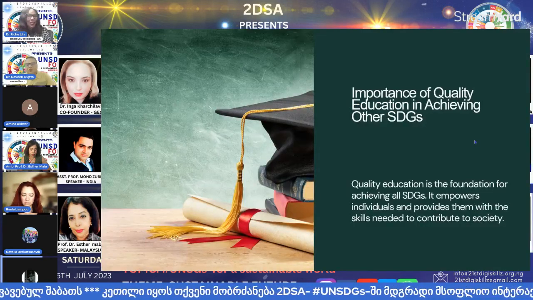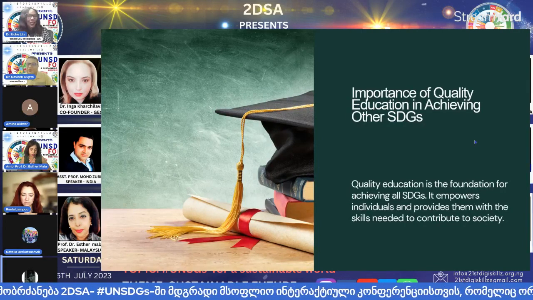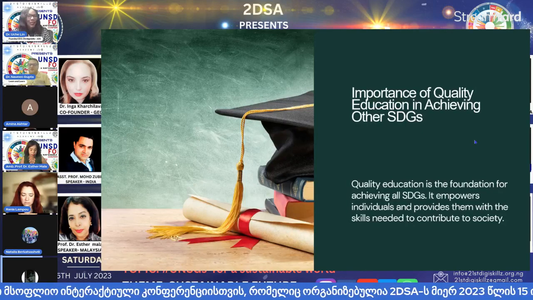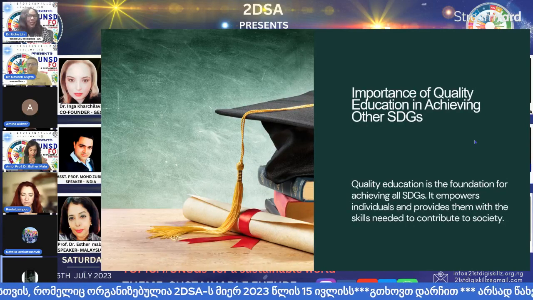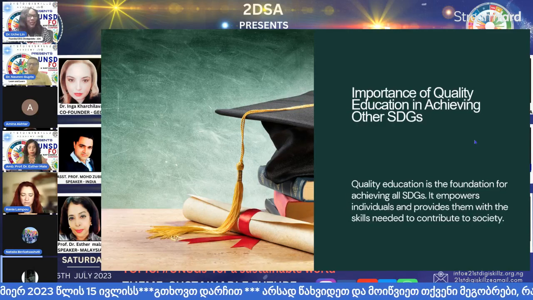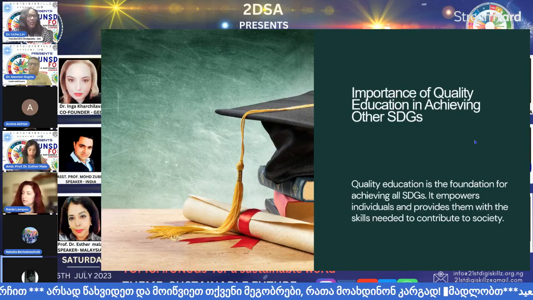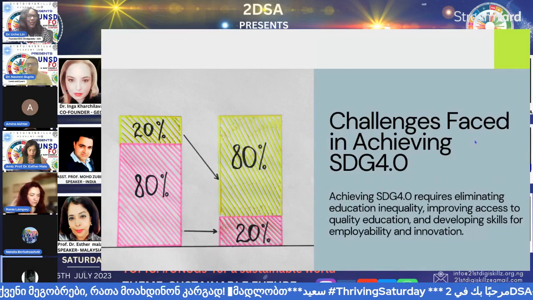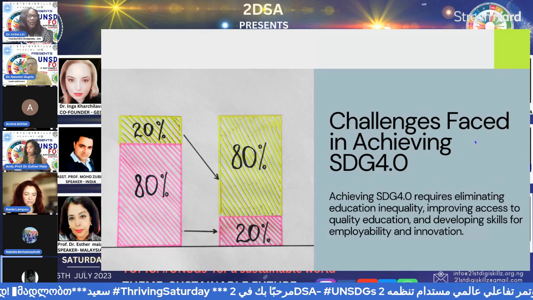Importance: education is the foundation for achieving all of them. It empowers individuals and provides them the right skills needed to contribute to society. So when you are getting an education, you should contribute towards society. That's the way we are doing in this conference. We want to educate the world with our knowledge of UN SDG goals and other technical concepts which 21st century skills is always doing. Challenges in achieving SDG 4.0 require eliminating education inequality, improving access to quality education, developing.